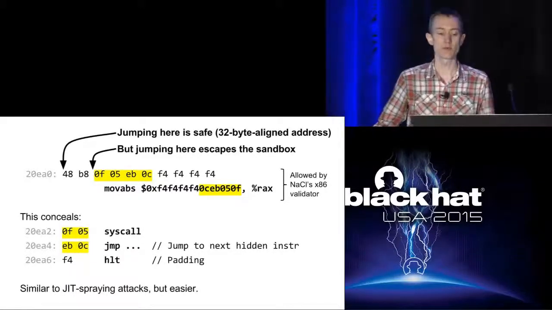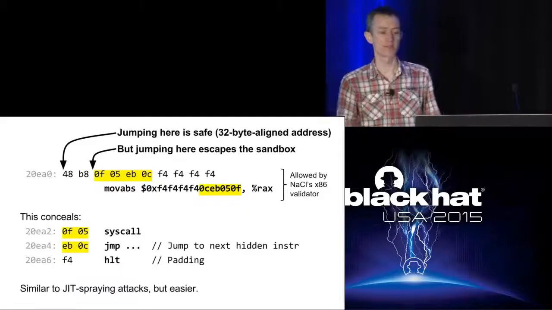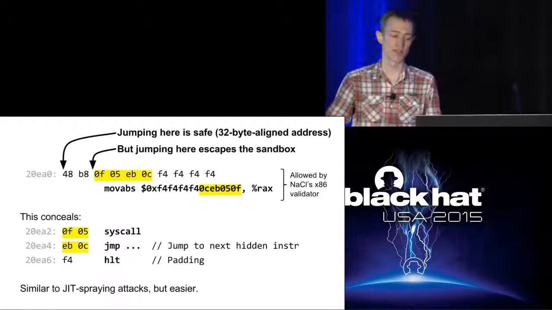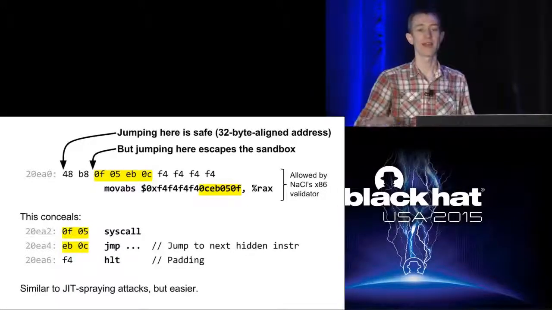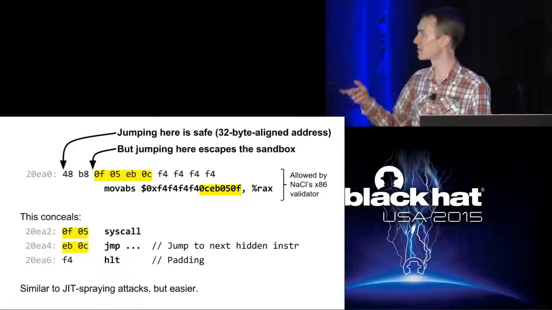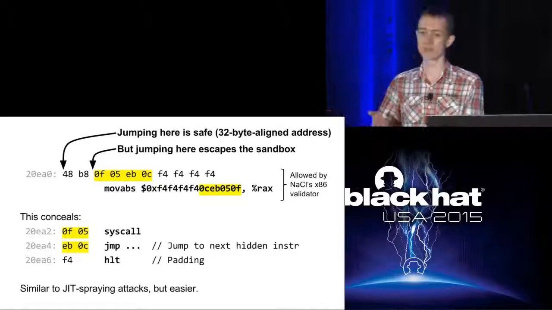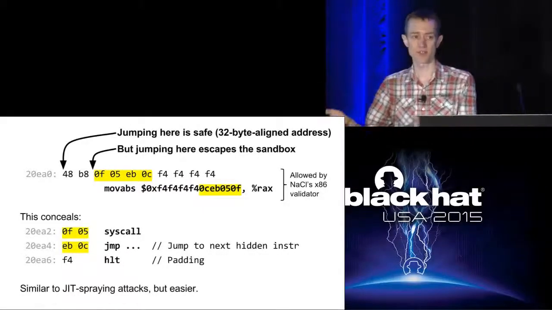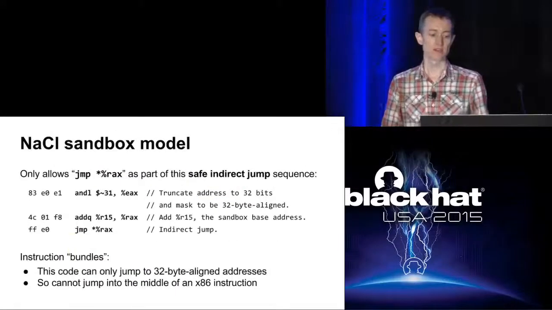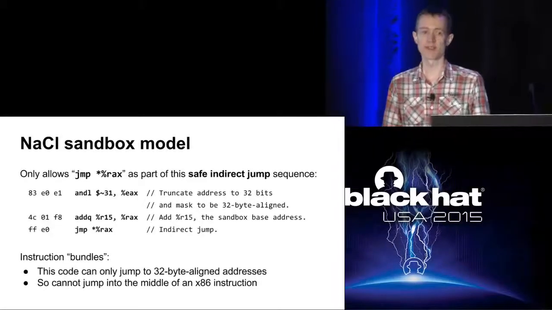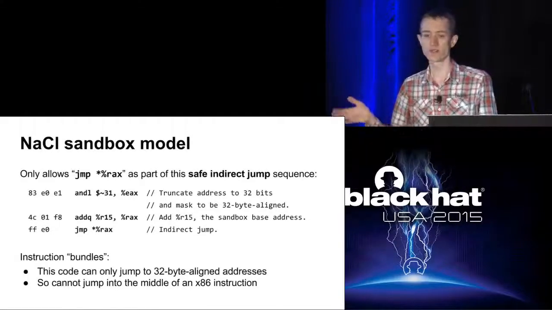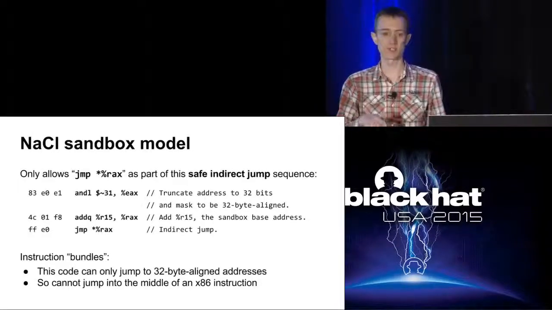And NACL safety basically works by ensuring you can only do indirect jumps to 32-byte aligned addresses. And NACL makes sure those addresses only contain safe instructions. But if you can find a way to jump to a non-32-byte aligned address, you can escape the sandbox because you can hide other instructions at those addresses. Like in the example in the slide, you can hide an unsafe syscall instruction inside a safe movabs instruction. So normally NACL enforces this safety property by saying indirect jumps can only be done via this instruction sequence shown in the slide, which forces the destination to be aligned.